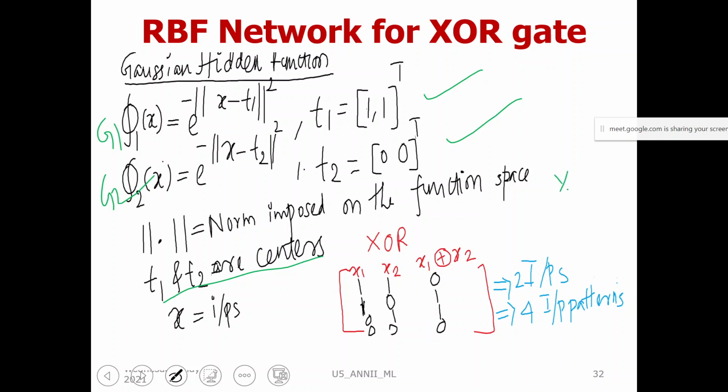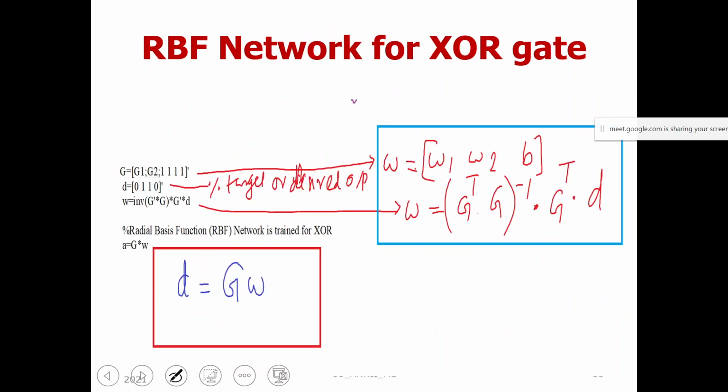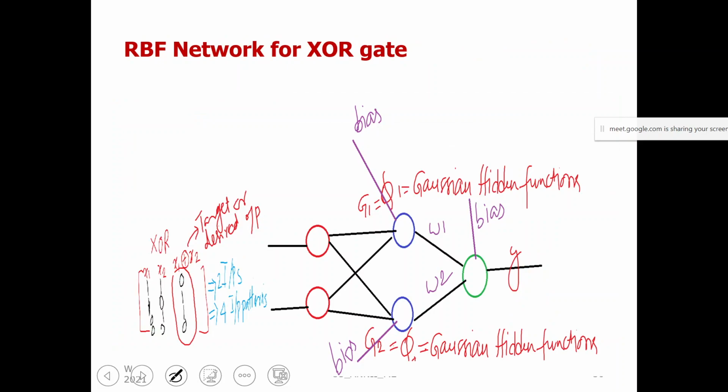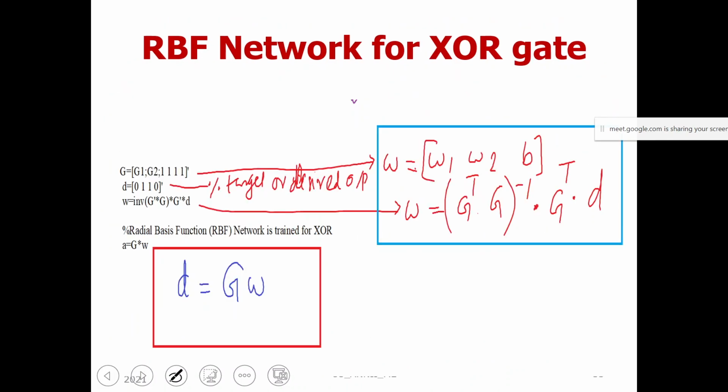Suppose this is one group and this is another group. I'll be having one center here and the other center there. So T1 and T2 are the center points, and the norm is imposed on the function. Now for exclusive OR, x is the input, which we also know. Now we are coming to the program. In the program we have to find out w1, w2. I'll just show you the diagram. There will be w1, w2 and bias. Here we'll be having a different bias that will be found with the help of the Gaussian function.